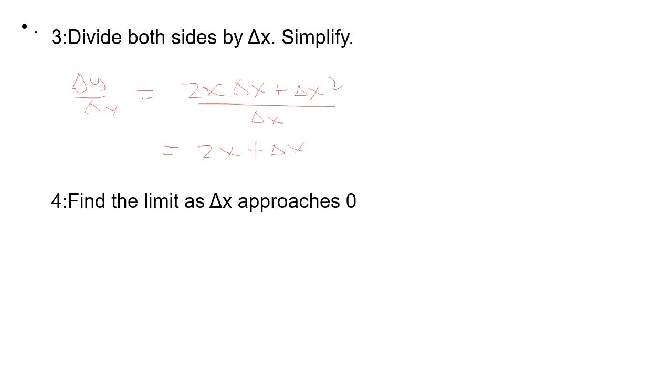Then dy over dx equals the limit of delta y over delta x, which equals 2x plus 0 as delta x approaches 0. So dy over dx equals 2x.